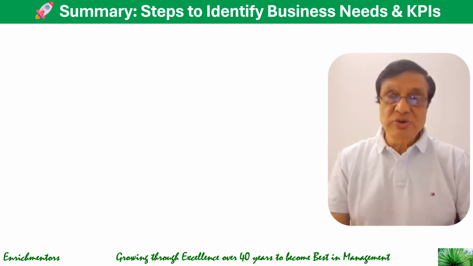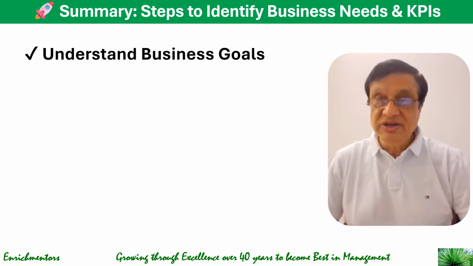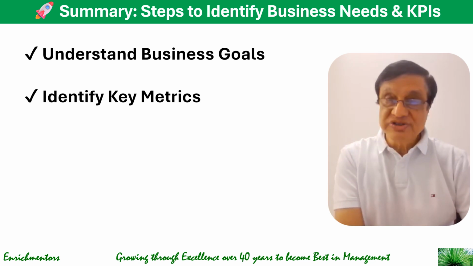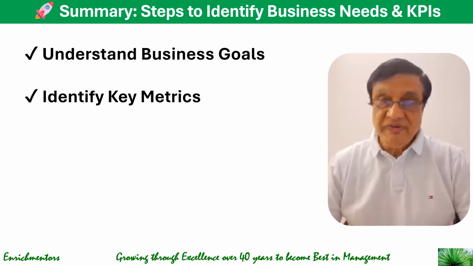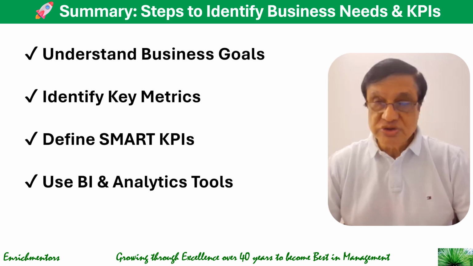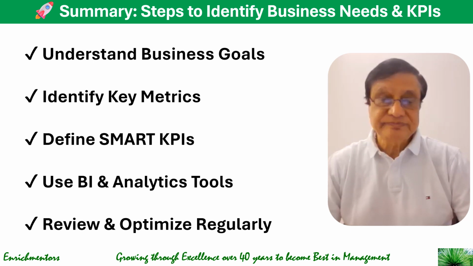As a summary, let's look at the steps to identify business needs and KPI. The first would be to understand business goals, where you interview stakeholders to define challenges. Then you identify key metrics. You select KPIs relevant for different departments, and then you define the SMART KPI, ensure they are measurable and goal oriented. Then use BI and analytics tools to track and visualize KPIs effectively, and then review and optimize regularly to keep refining metrics for continuous improvement.